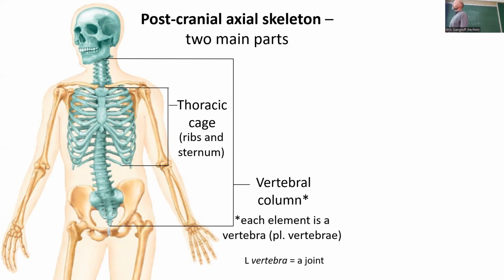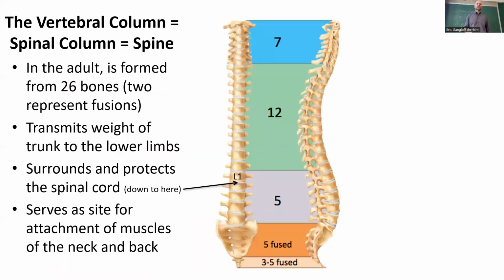So we have the long vertebral column, we have this thoracic cage. I want to just talk about the vertebral column. It's also called the spinal column and also called the spine. Those are all the same thing. In an adult, it's formed by 26 bones. And I say when you're an adult, because when you're young, some of these bones are separate bones, but they become fused in the adult.